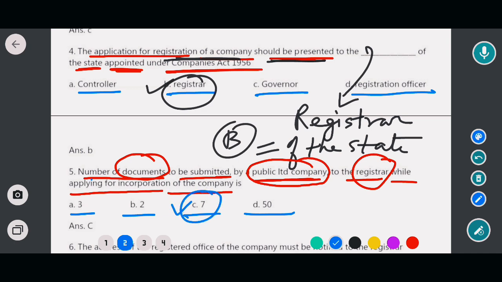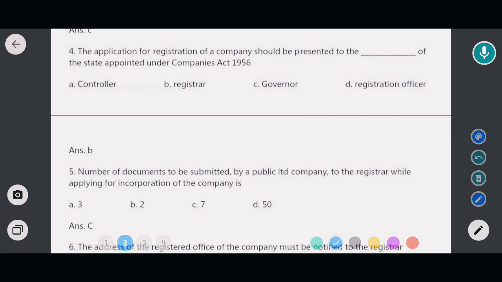That means the number of documents to be submitted by a public limited company to the registrar while applying for incorporation is 7. Total 7 documents are to be submitted. So in this case the correct option would be option C. Okay, so now on to the next question.